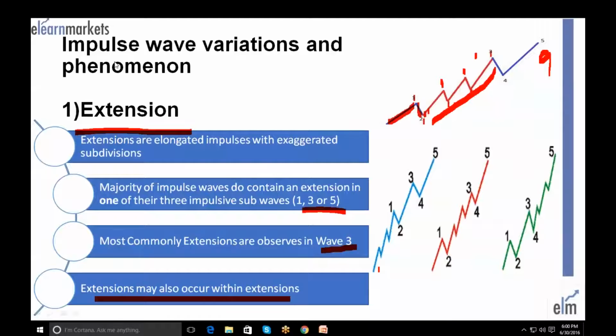So moving on, we were talking about the impulse wave variations and the various phenomena. We've already discussed extensions. The last point we were discussing is that extensions may occur within extensions. And the phenomenon of extension is what makes every chart unique and different. Extensions may occur in impulses. Impulses are parts of motive waves. Motive waves are part of motive waves of larger degree and corrective waves. So thereby extensions can occur in corrective waves as well.